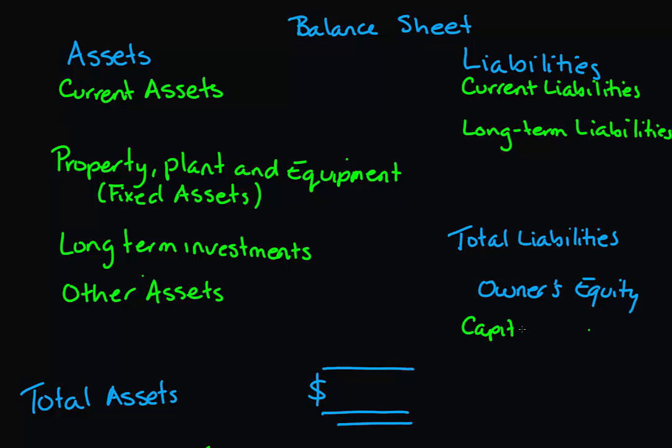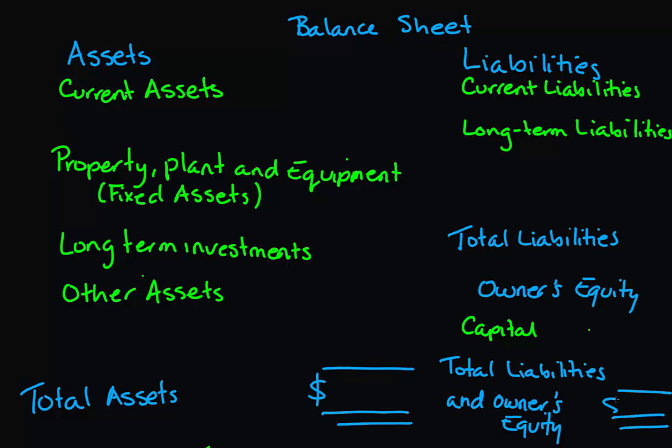And your owner's equity section is going to look the exact same as it did before. You're going to put your capital amount from the statement of owner's equity into the owner's equity section, and we're going to end this section off with total liabilities and owner's equity.